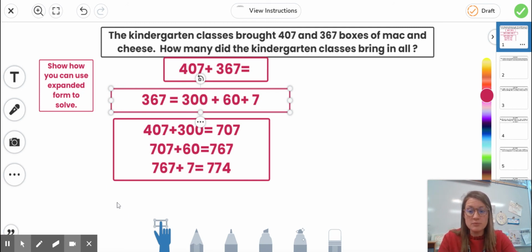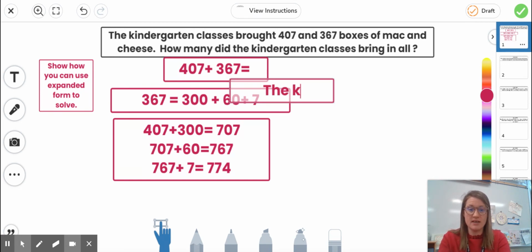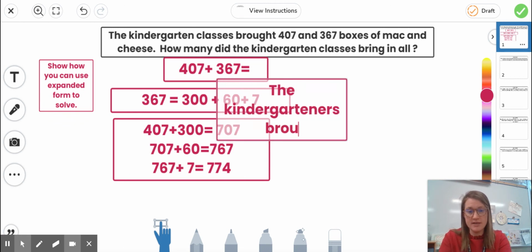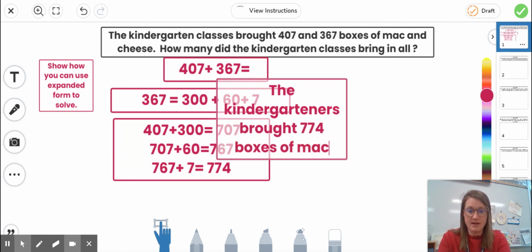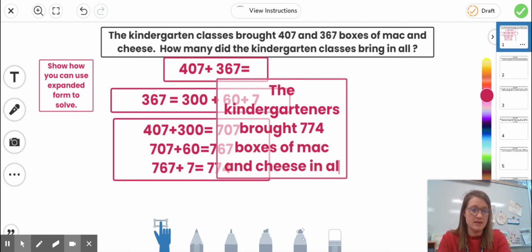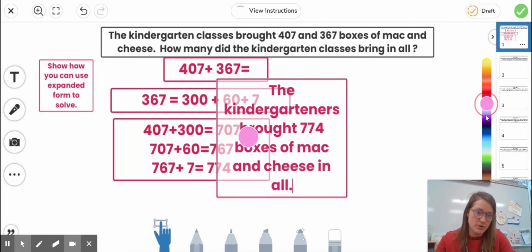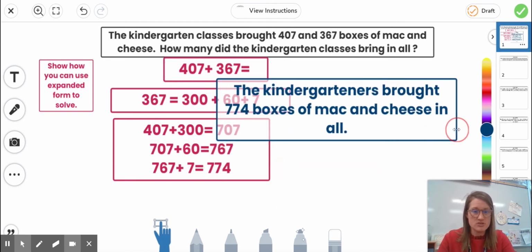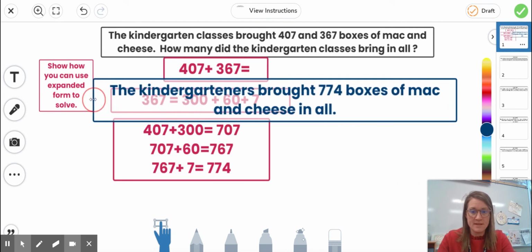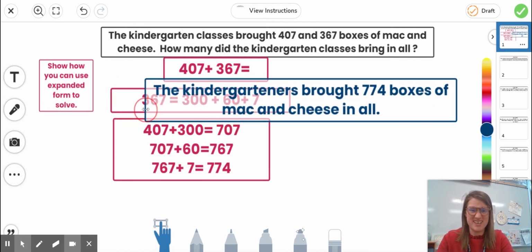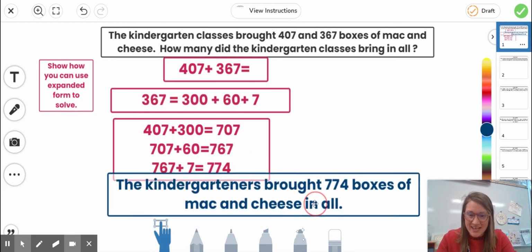All right, since it's a word problem, I have one more step here, which is I need to write a complete sentence that tells the answer. So I'm going to say the kindergartners brought 774 boxes of mac and cheese in all. Okay, I think I'll put that in a different color just to kind of set it apart from everything else. Make it stretched out here. Might be too much. I think I'll stick with that. Okay, so there we go.